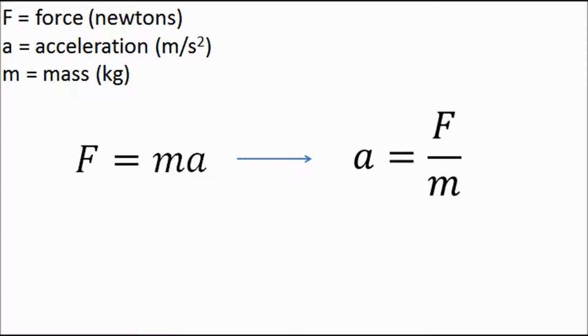Okay. Now, if we look at the second equation that we need to use for this, it's a rearrangement of Newton's second law, which is F equals ma. Rearrange that, you get a equals F over m. Acceleration is force over mass.